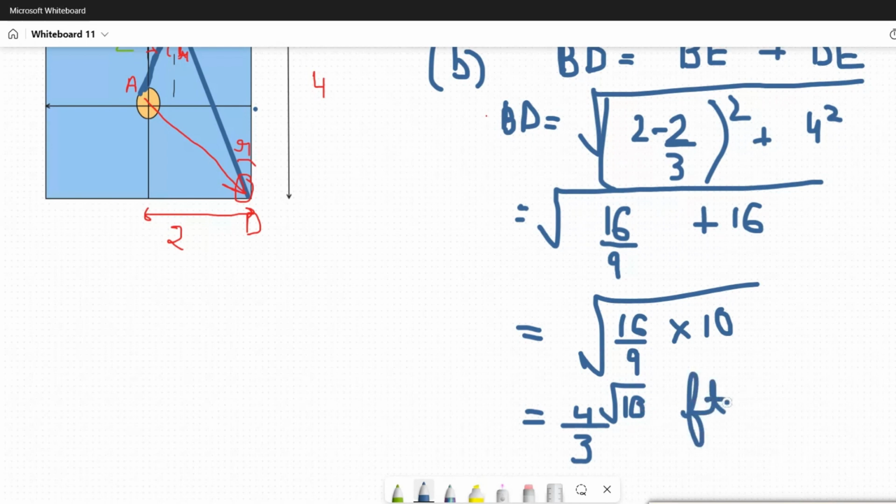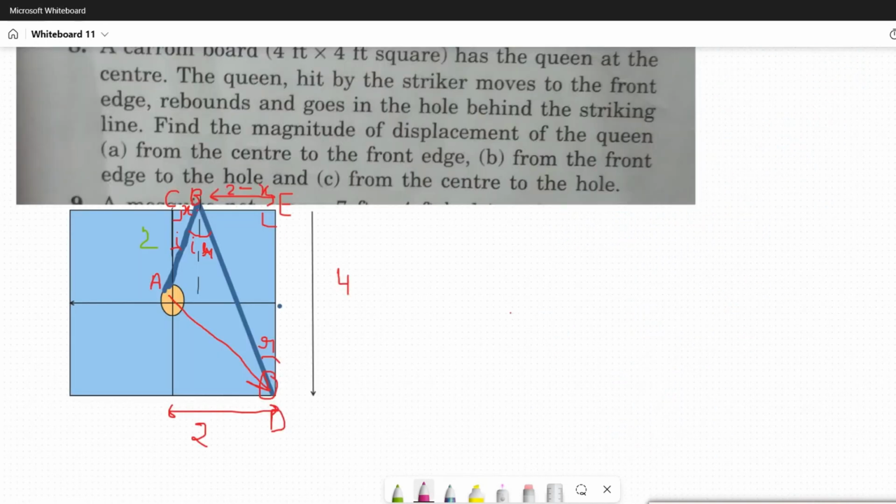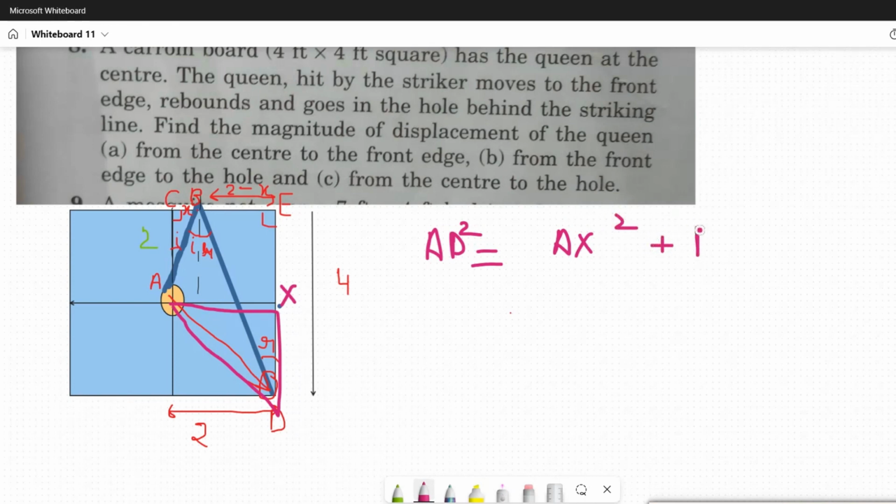Now let's solve the third part. For the third part, we have to find the displacement of this queen from A to D. So we have to find basically AD. Now if we look at this triangle carefully and apply Pythagoras theorem here, we will get AD square is equal to, let this point be X, AX square plus DX square.